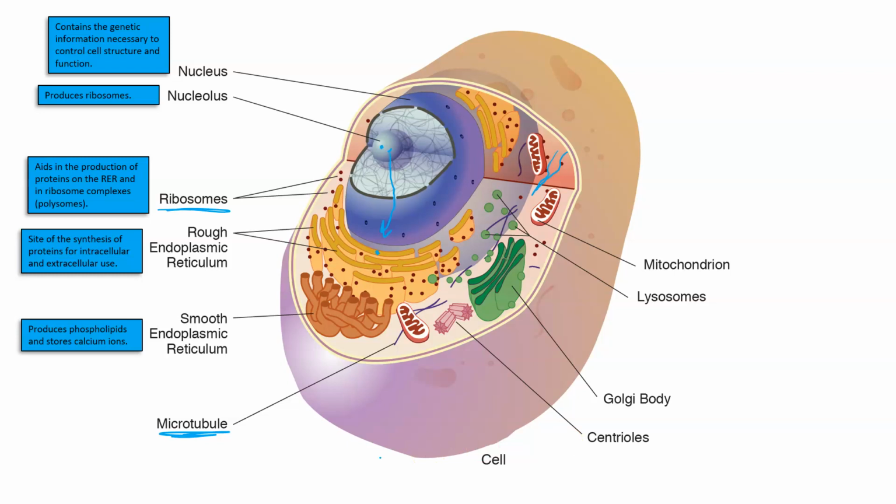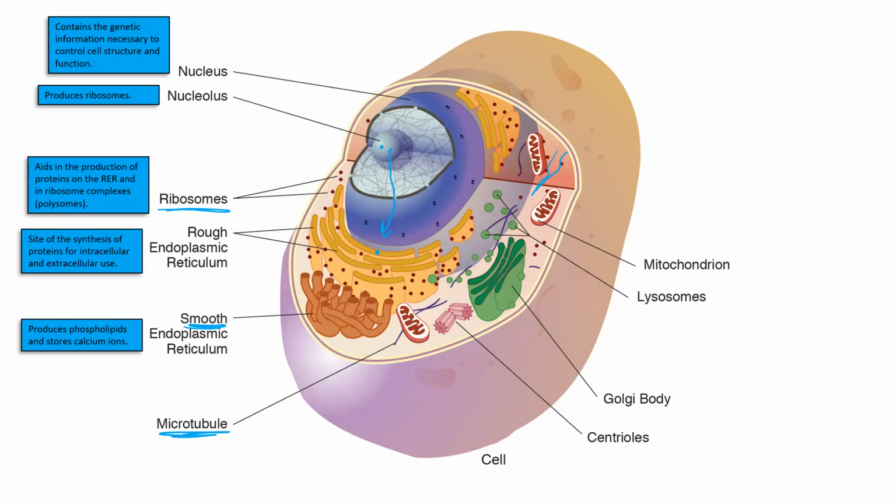Smooth ER is the endoplasmic reticulum on the exterior of the rough ER. The smooth ER does not possess the ribosomes, which gives it the appearance of being smooth, which is where it got its name. It produces phospholipids and other lipid-based components, as well as stores calcium ions, which is really important for muscle contraction because calcium ions are important for sarcoplasmic shortening.